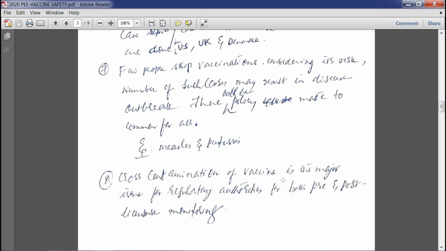Cross-contamination of vaccine is a major issue for regulatory authorities for both pre- and post-license monitoring. Why is there cross-contamination? Let us understand what this problem is, and why we should be very much concerned about it. George, can you tell me what is cross-contamination?